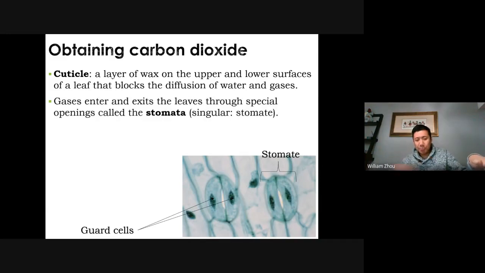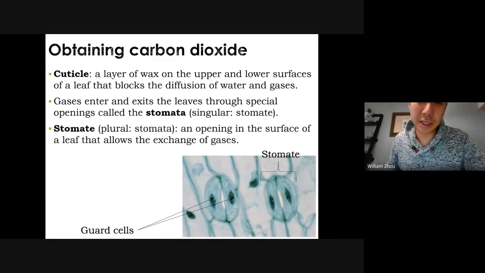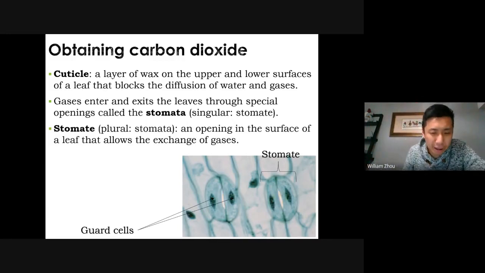However, on the bottom of the leaf, you have stomata. These are holes, openings that can open up and close. If they open, air can come in, air can come out. If they close, then air cannot come in and air cannot come out. They're like the mouth. Actually, they look like lips. So these are stomata, that's the plural. Stomate is the singular. They allow gas exchange.